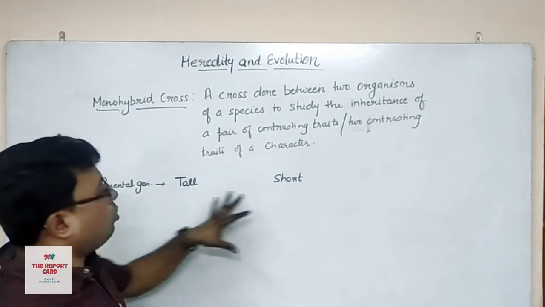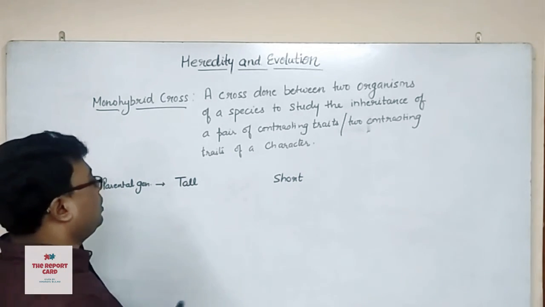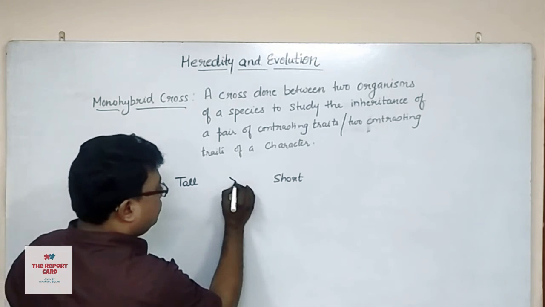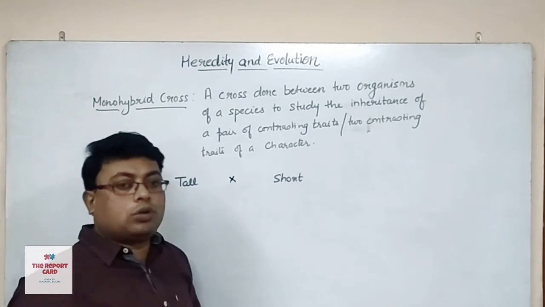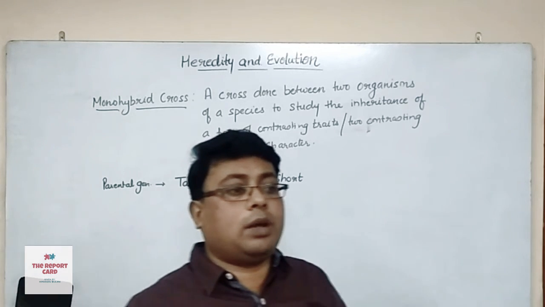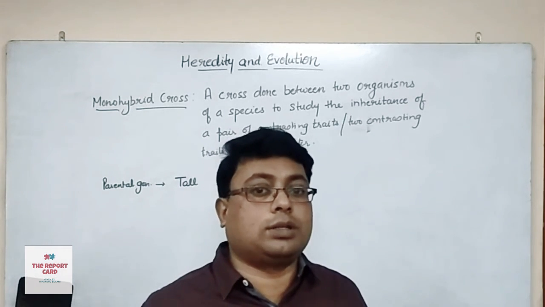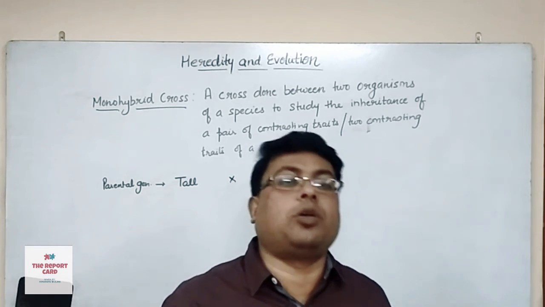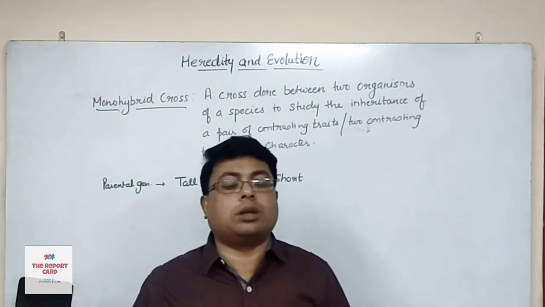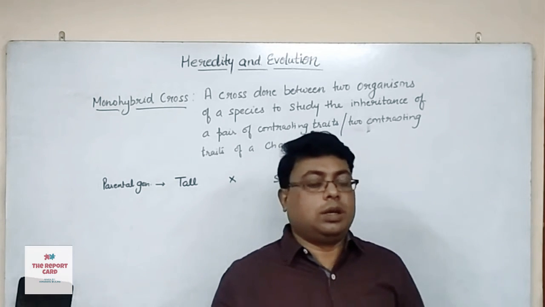So we have pure tall and pure short plants. Now he crossed the pure tall with pure short plants. So when I'm saying this word cross, what exactly do you mean by cross? Cross is nothing but cross pollination. So what I'm talking about is cross pollination, right?